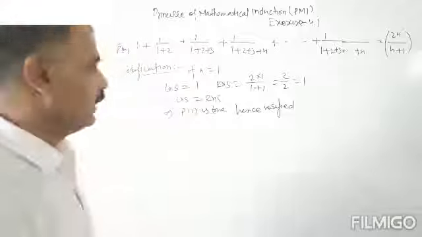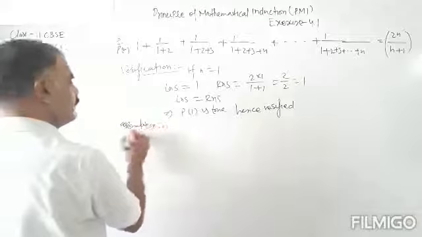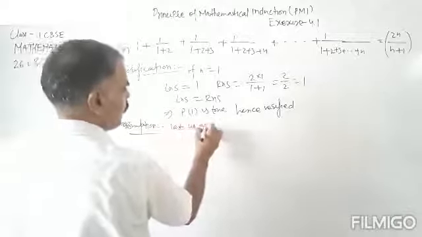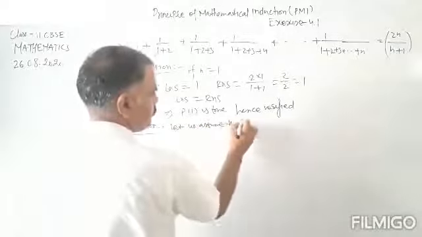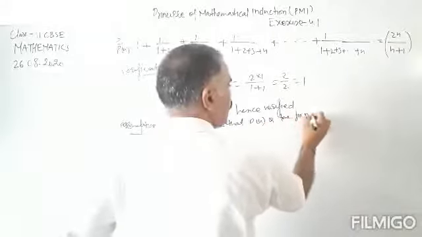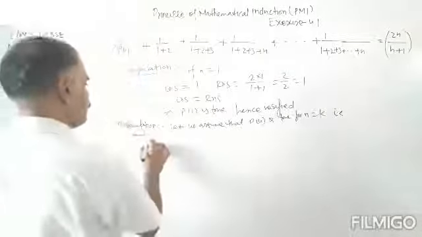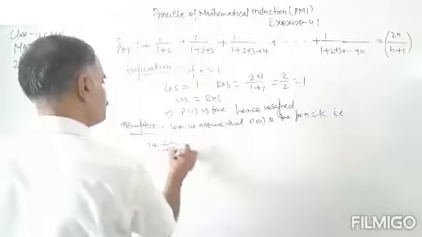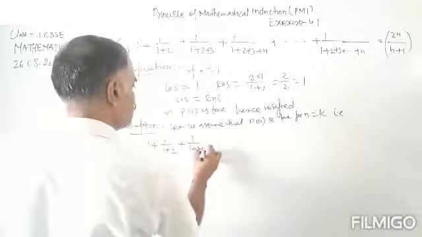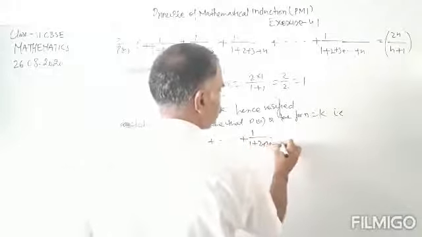So the given statement is verified for n equals 1. Now the assumption stage. Let's assume that Pn, the given statement, is true for n equals k. That is, we are writing 1 plus 1 upon 1 plus 2, plus 1 upon 1 plus 2 plus 3, and so on, plus 1 upon 1 plus 2 plus 3 plus up to k.